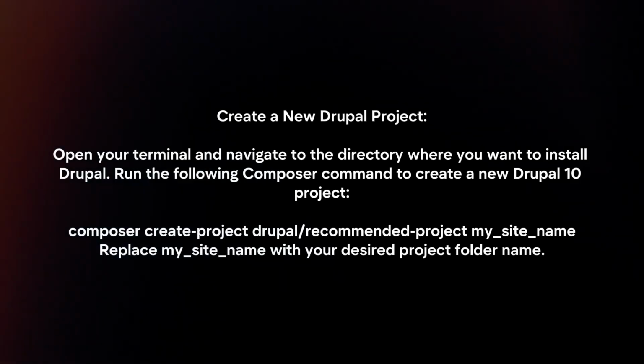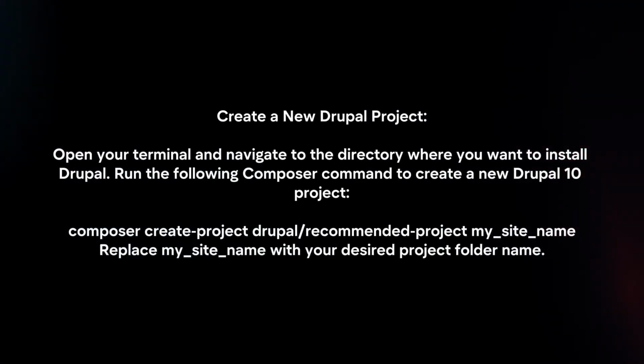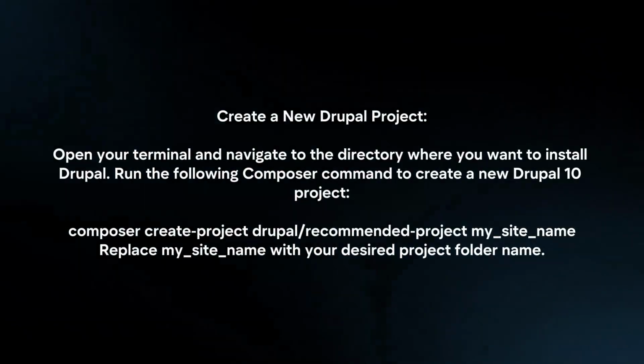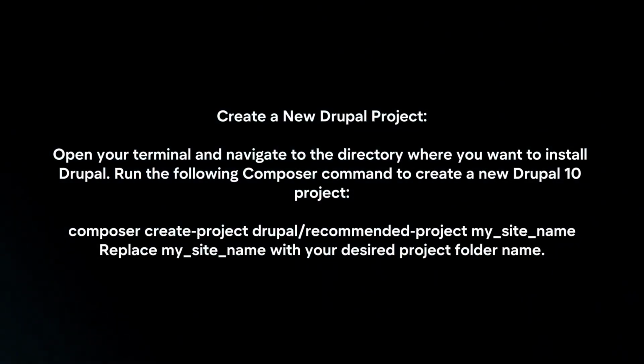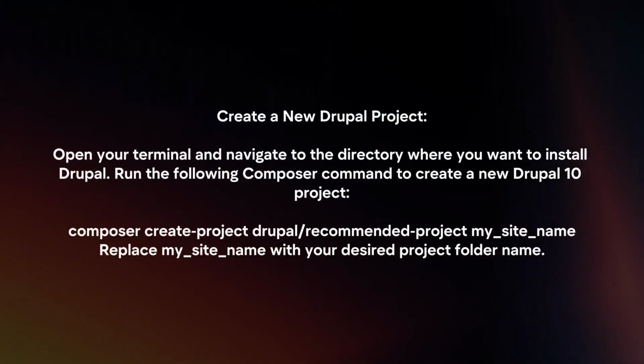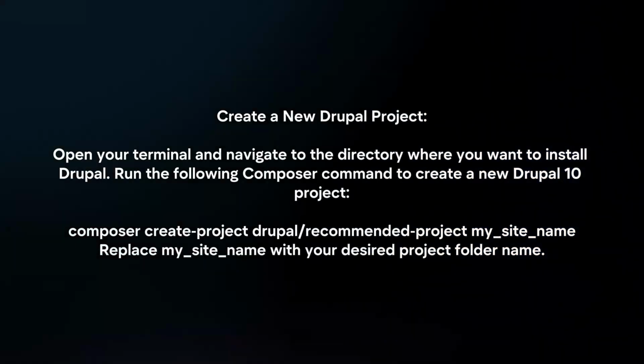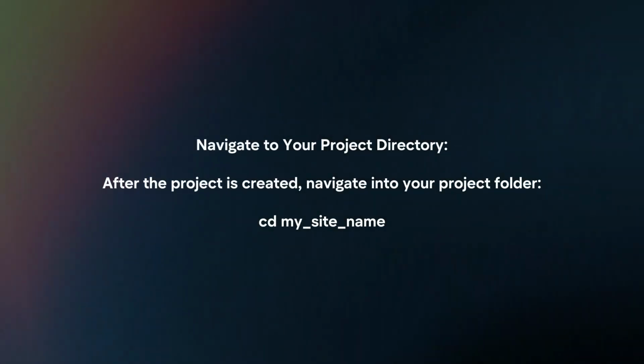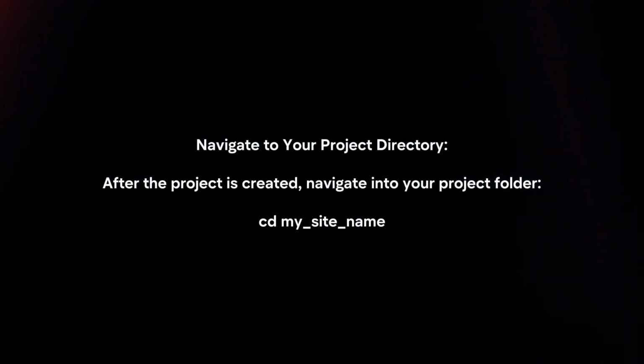Create a new Drupal project. Open your terminal and navigate to the directory where you want to install Drupal. Run the following Composer command to create a new Drupal 10 project. Replace My Site Name with your desired project folder name. Navigate to your project directory. After the project is created, navigate into your project folder.